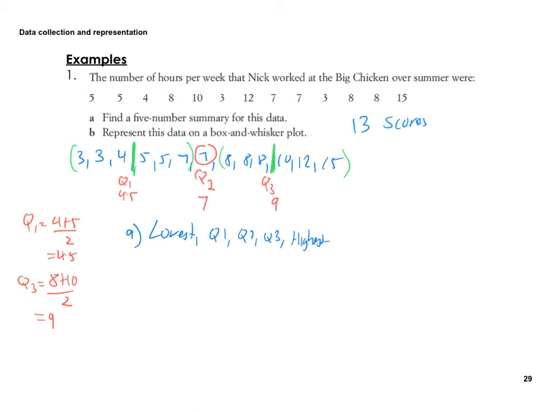So lowest is 3, Q1 is 4.5, Q2 is a median, which is 7, Q3 is 9, and the highest is 15. So that is my 5-figure summary for this set of numbers. Now part B, we're going to draw this onto a box and whisker plot.